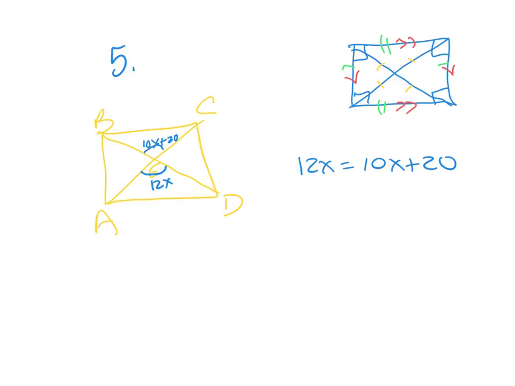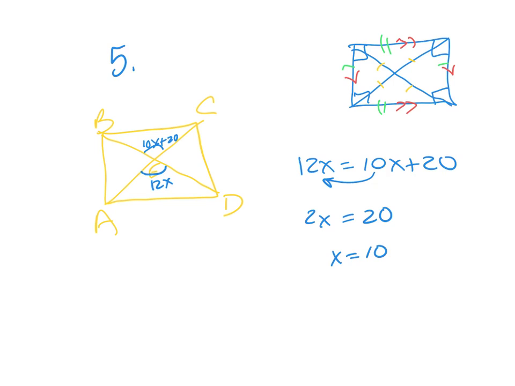So we know that those two angles are vertical angles from chapter 3. We also know that vertical angles are congruent, so we can set those two equal to each other, okay? So I'm going to take the 10x and move it over this way, and we get 2x equals 20. So x equals 10. Are they asking me for x in number 5? No, they're not. Look at number 5 again.